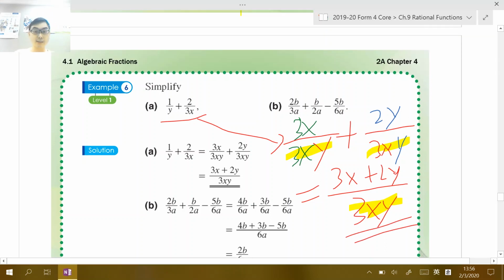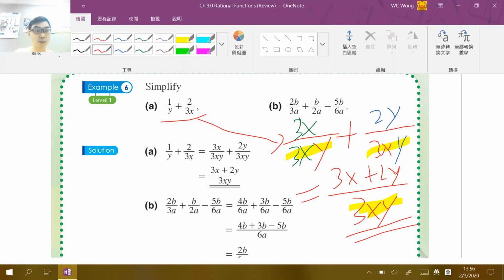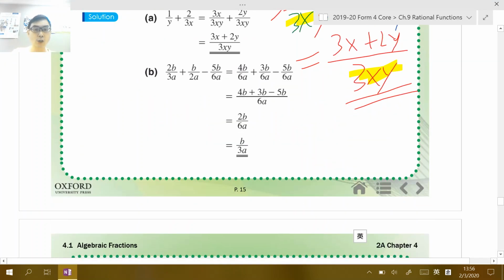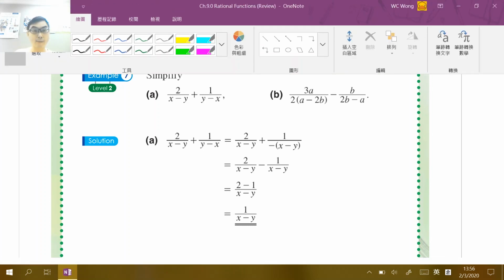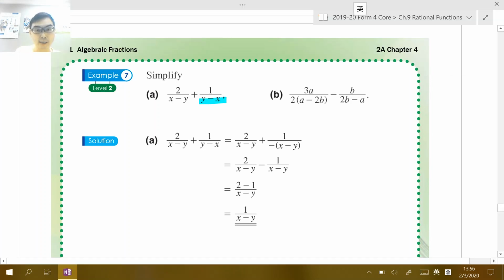Now you can see that addition or subtraction is not difficult. What you need to do is recall that you have to know how to add or subtract together. Even in example 7, remember the skill I mentioned before: if you have y minus x, remember that y minus x can always be changed to negative bracket x minus y. Then you can see that you have the same denominator, and you can do the operation.